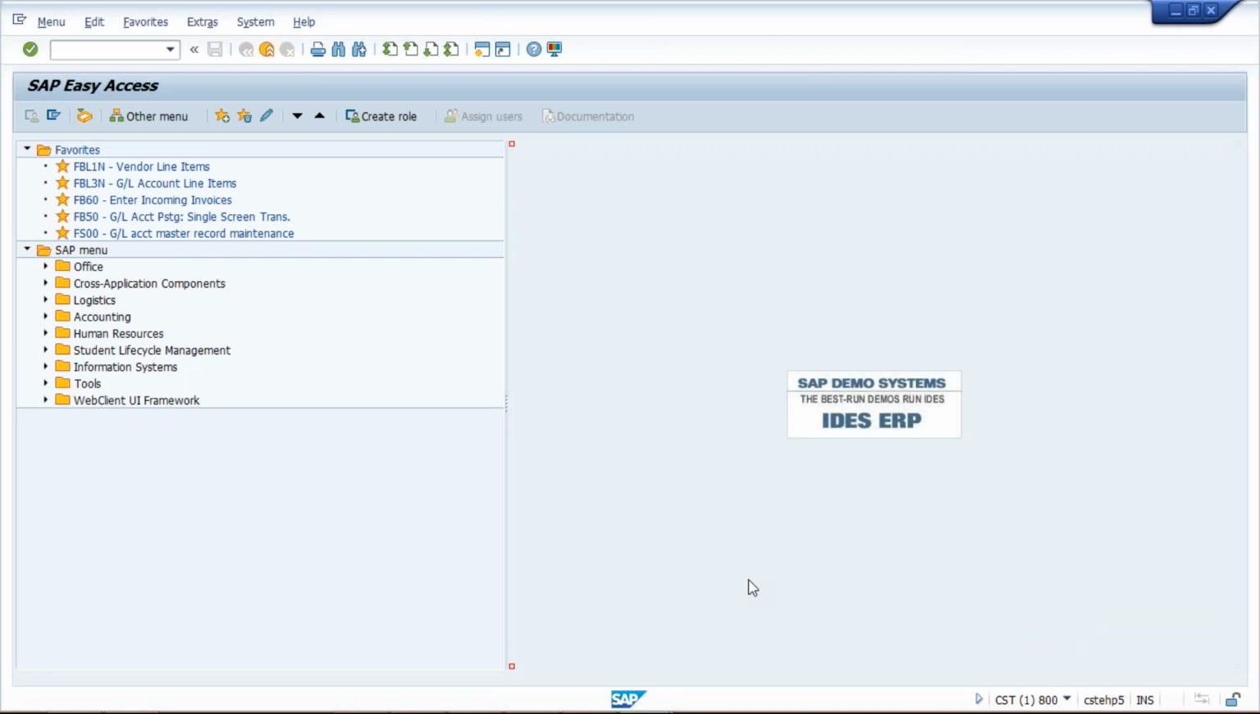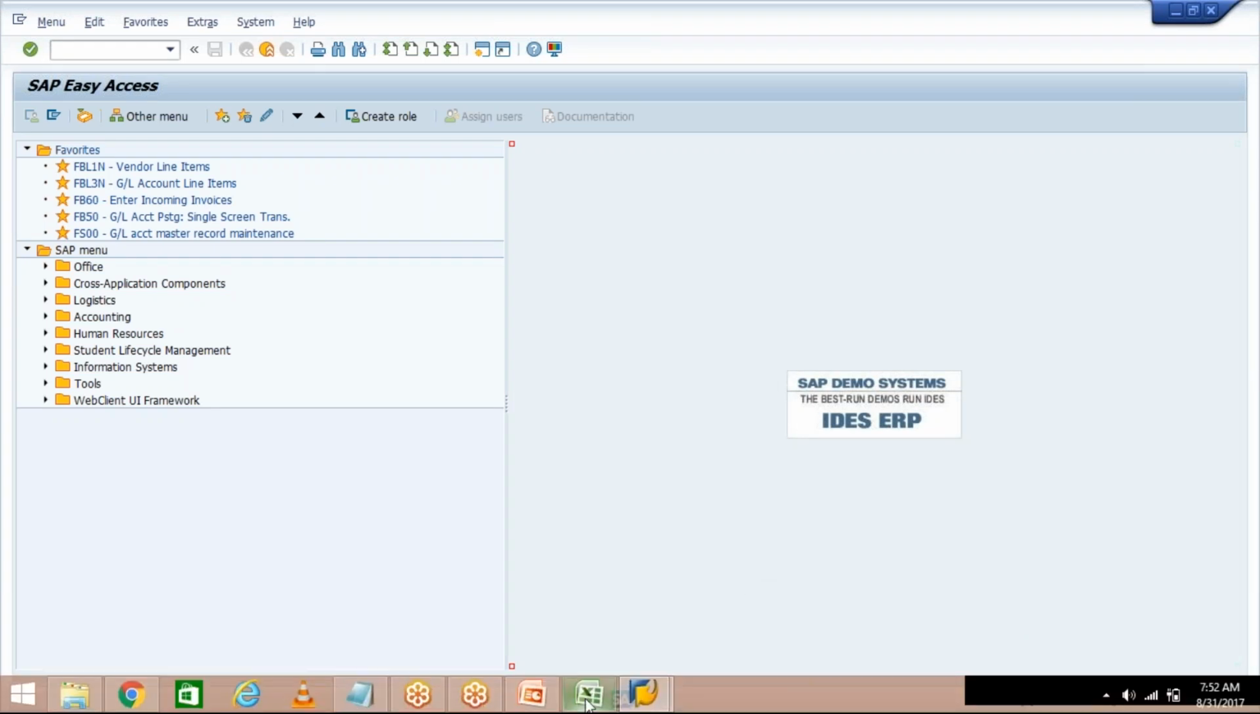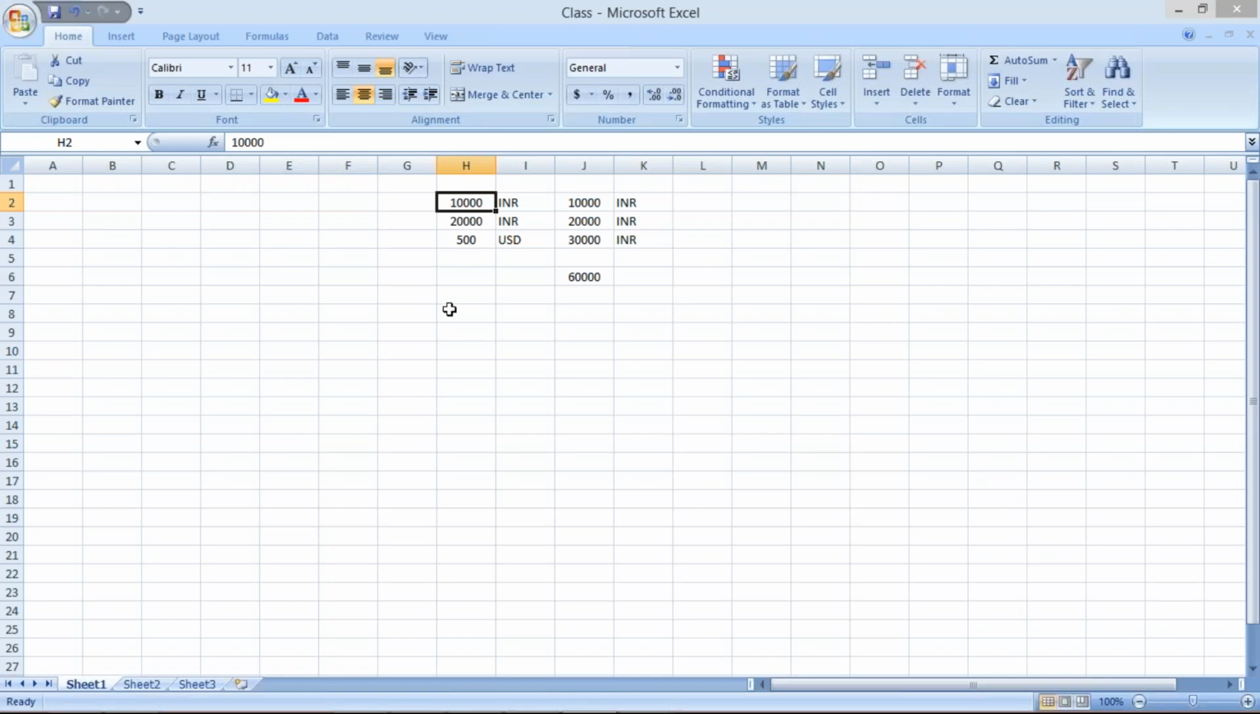Now, one more thing I'll have to explain here. That is, if we convert, let's suppose, this 500 USD into Indian currency, we'll be having two different rates. On which rate we are going to convert, that also needs to be decided.